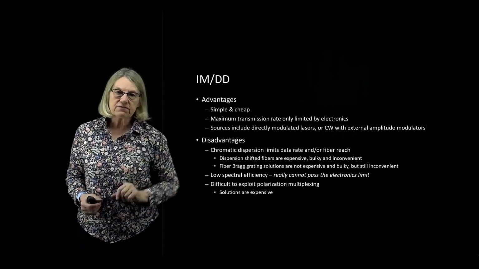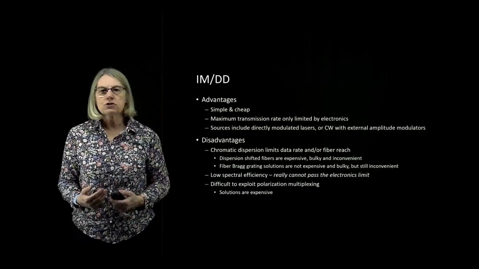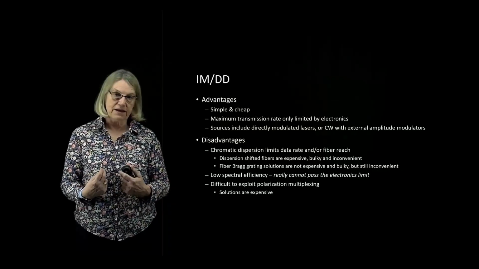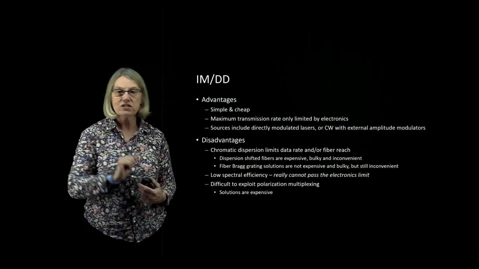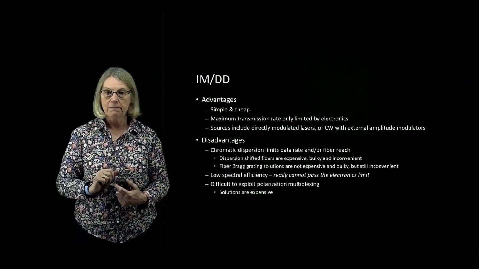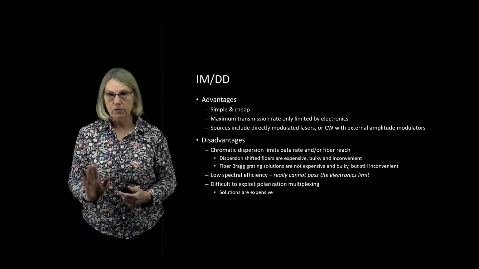And the last disadvantage of IMDD is that it is very, very difficult to exploit polarization multiplexing. That means taking the polarization of light and using it to actually encode data onto my light signal. There are solutions, but they're very expensive and impractical.